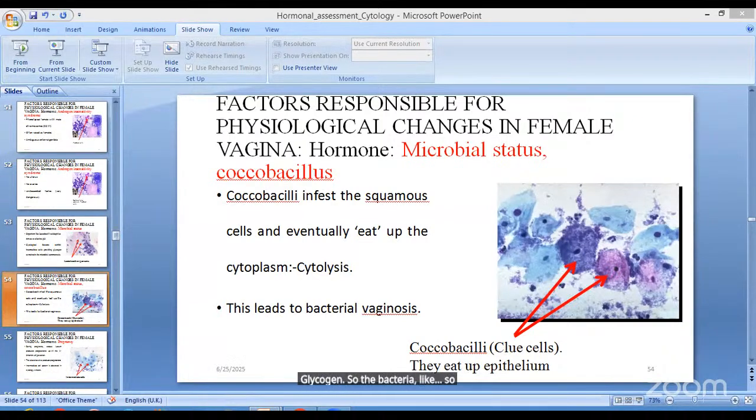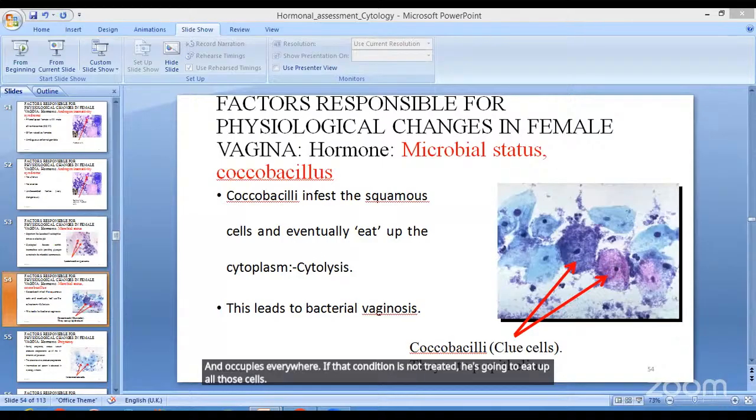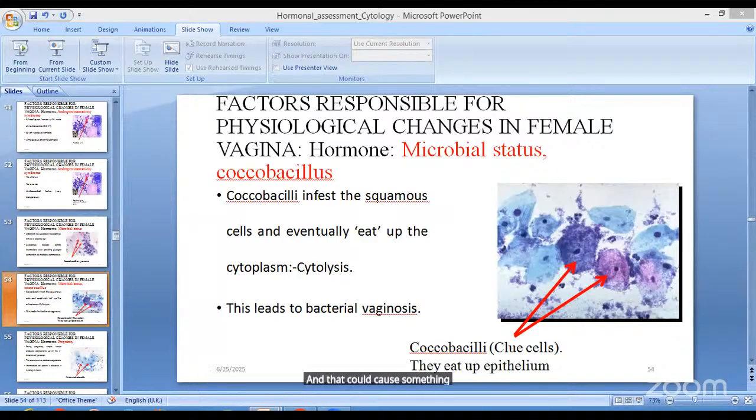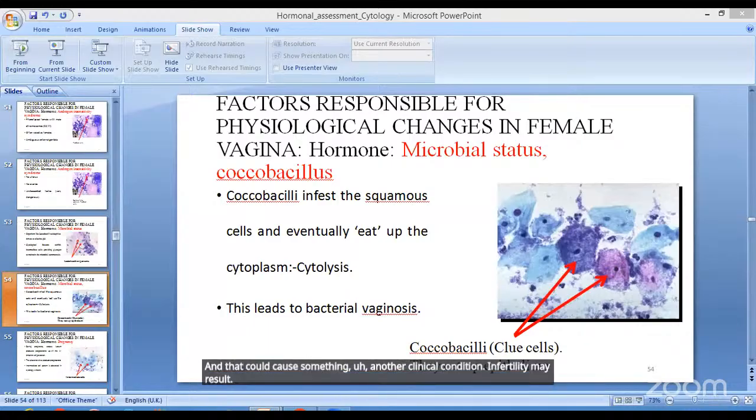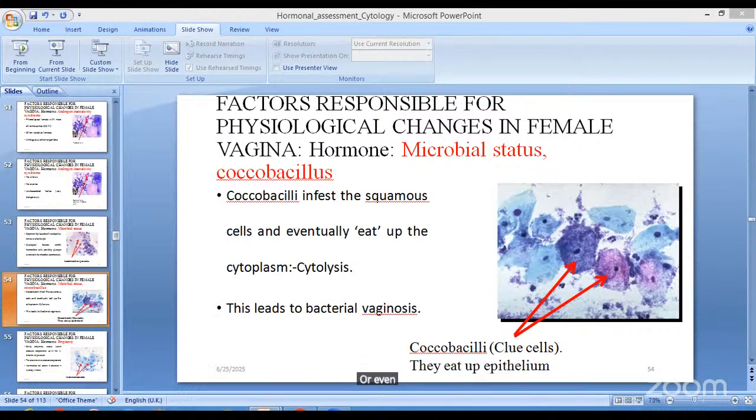Coccobacilli take it to the extreme. It parasitizes, it invades the nucleus, colonizes it, and occupies everywhere. If that condition is not treated, it's going to eat up all those cells, and that could cause another clinical condition. Infertility may result, or even worse scenarios. One remarkable effect of Coccobacillus is cytolysis, to eat up the cells, to eat them all. Okay?